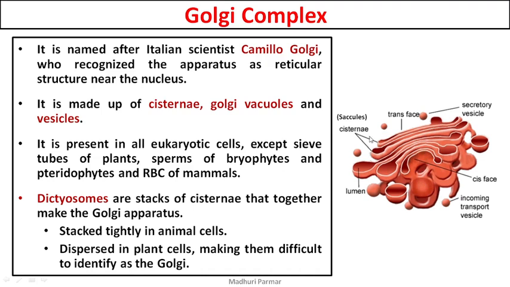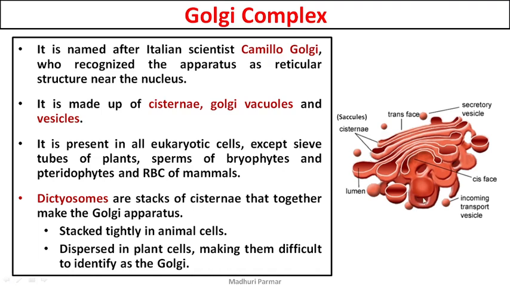You will find one cisternae here, then some other cisternae will be a little farther away. They won't be one above the other. They will be a little far from each other. They will be diffused, dispersed. All of these mean the same. They are a little farther away from each other, making them difficult to identify as Golgi.